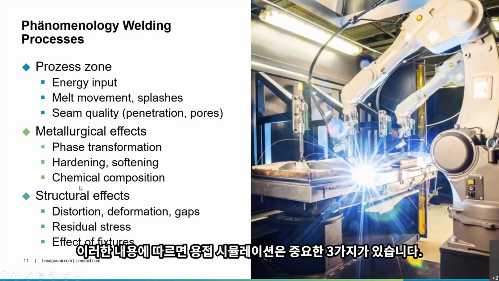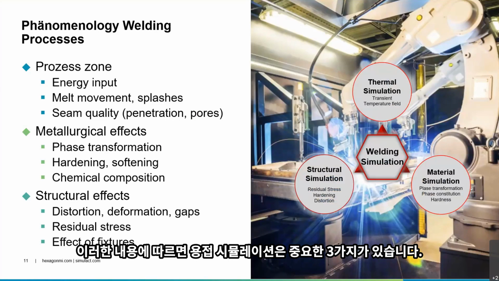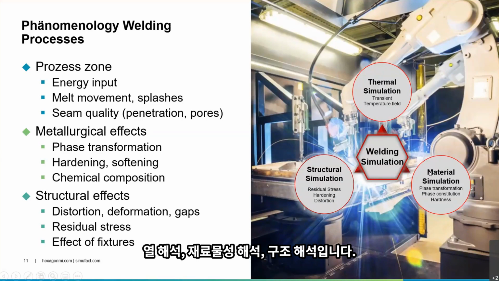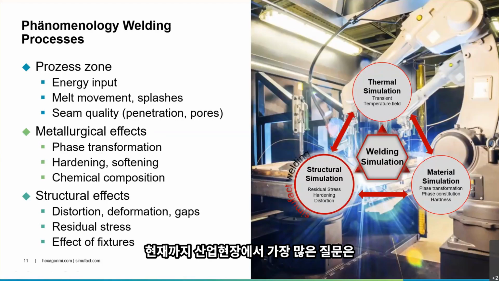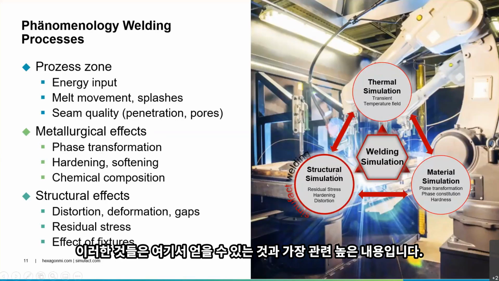And according to this, there are three main types of welding simulation: the thermal simulation, material simulation, as well as the structural simulation. And this is where Simufact Welding is positioned. So most questions by far from industrial application deal with residual stress, deformation, or strengthening, hardening, and thus are situated here. That's by far the most relevant kind of statements we get from this.